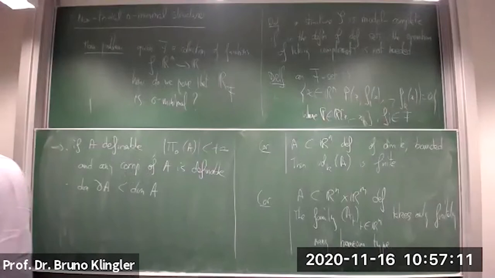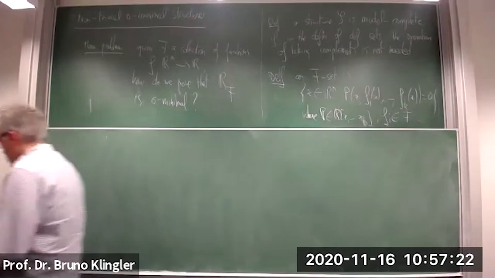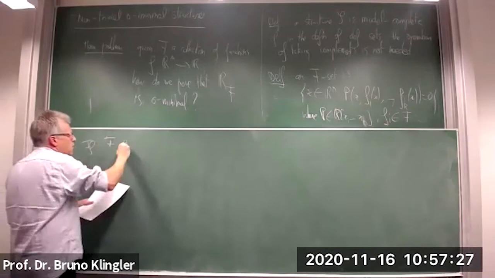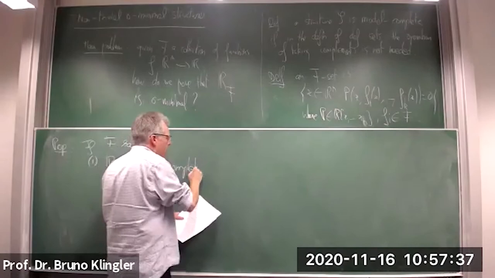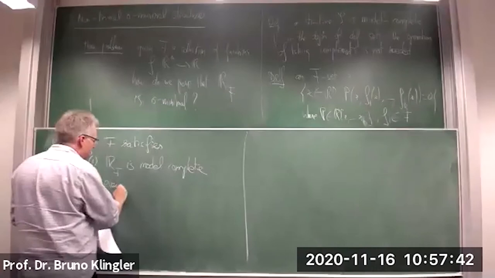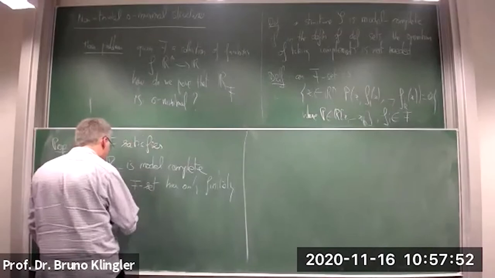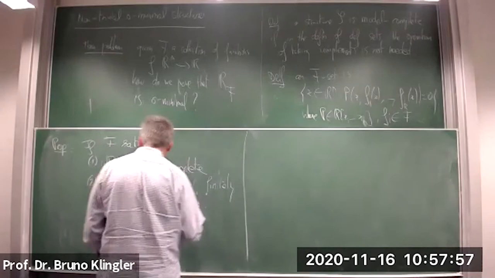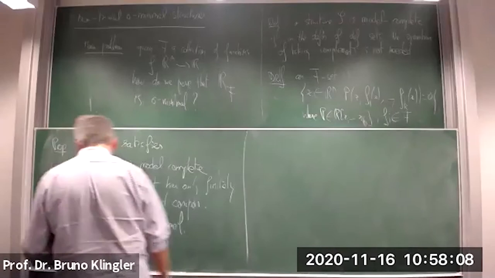Okay, then the nice lemma is the following. So the proposition is that, and this is not really hard to prove, that if F satisfies two properties, first, that R_F is model complete, and second, that every F set has only finitely many connected components, then R_F is o-minimal. And this criterion is very efficient to prove that a structure is o-minimal.